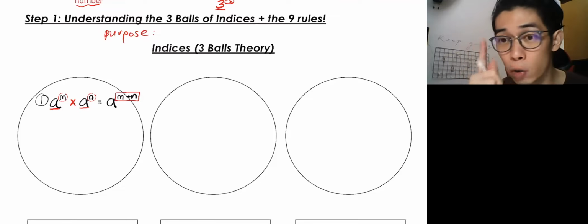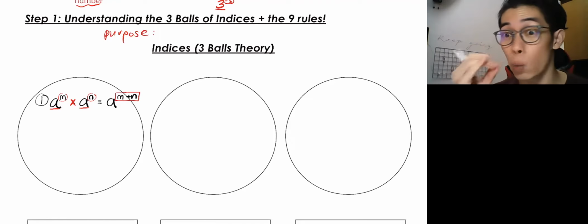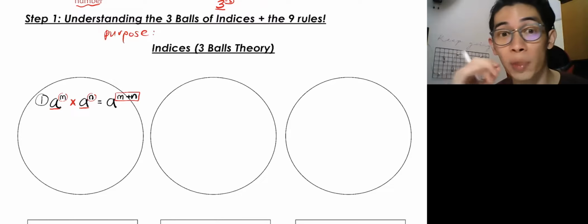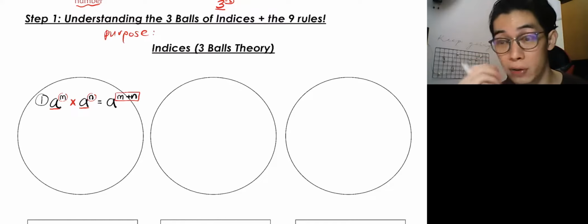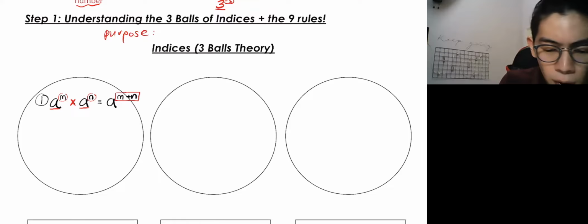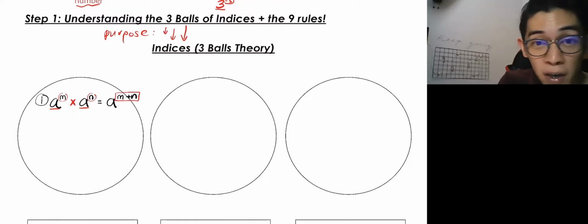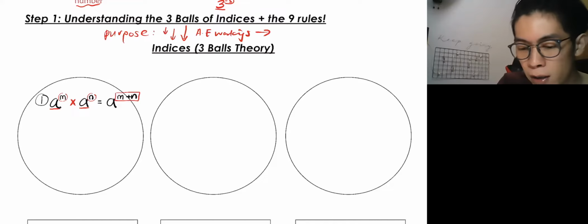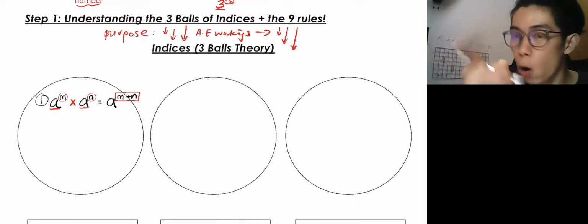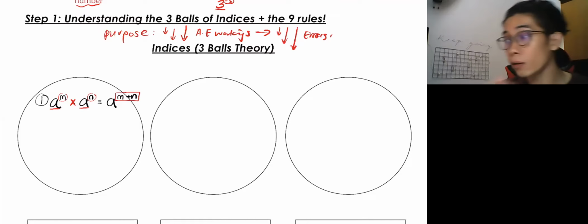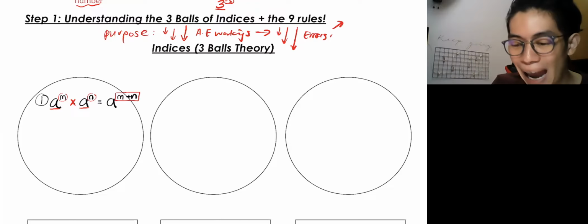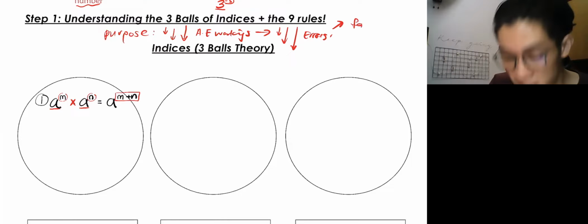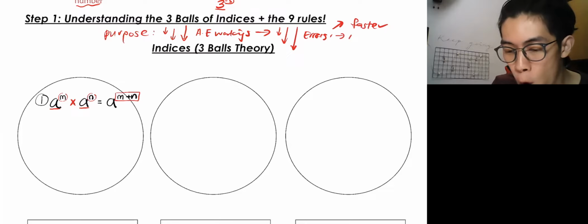reduce, and further reduce your algebraic expression workings so that it reduces your errors. So I write here, the purpose is to reduce, and further reduce your algebraic expression workings so that it reduces your errors. So that's the purpose. It's a good thing. It means this helps you handle your math faster and more accurately.